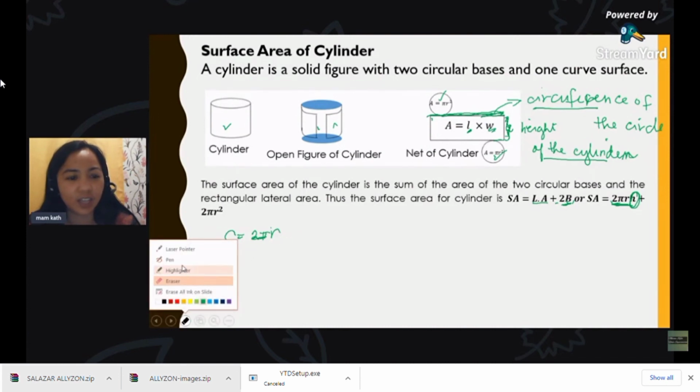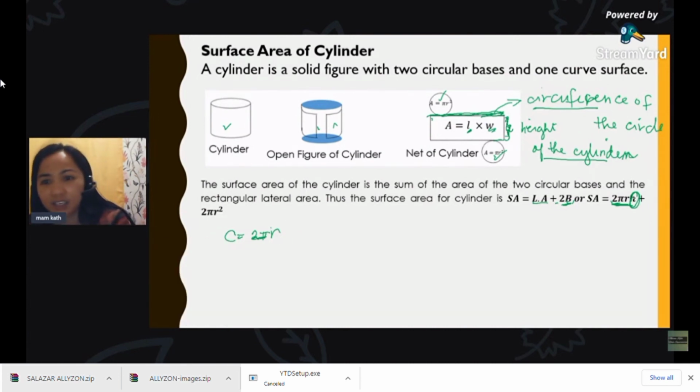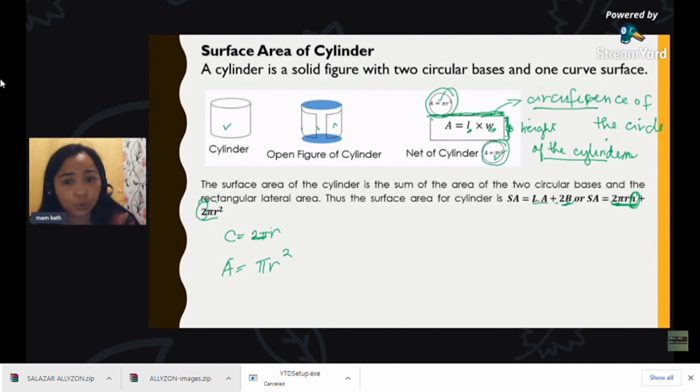Kaya nagkaroon tayo ng height here kasi length times width. Yung height dito, yun yung width ng rectangle natin. Plus 2 pi r squared. So naman ang galing yung 2 pi r squared? Area of circle is pi r squared. Eh dahil dalawa yung circle natin dito, kaya meron tayo ditong 2.